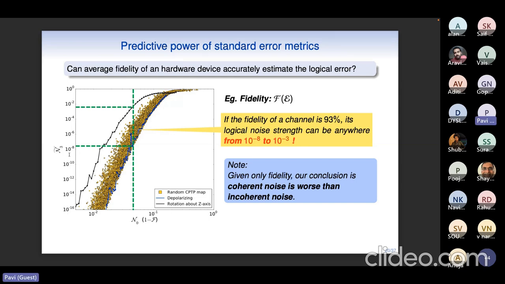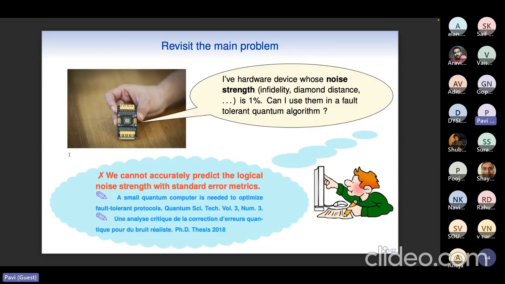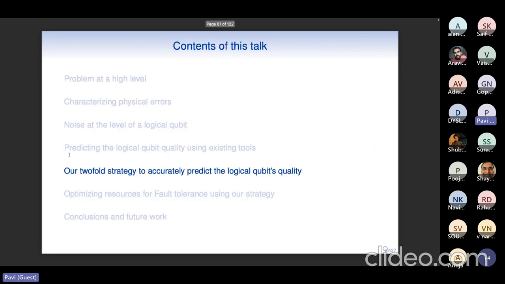Okay, so with that, let's do a short recap. We wanted to know which of these figures of merit can accurately predict the logical error rate. I showed you two examples, but in this work, and in this PhD thesis, we considered a few other examples of standard error metrics, and we showed that none of the standard error metrics are good at predicting the logical error. So now we saw why standard definitions of noise strength do not work.